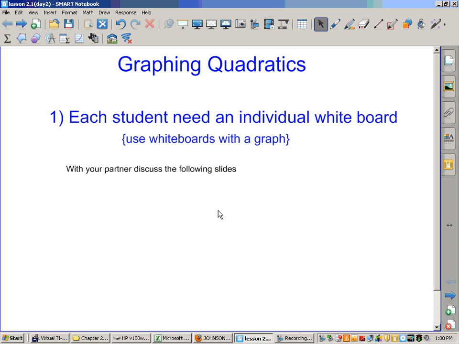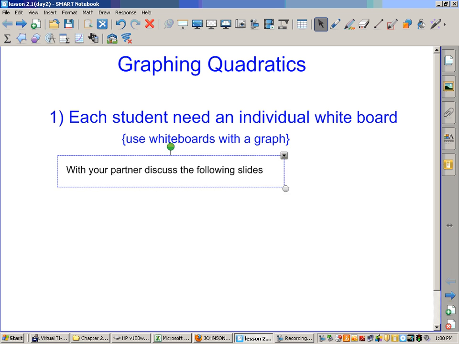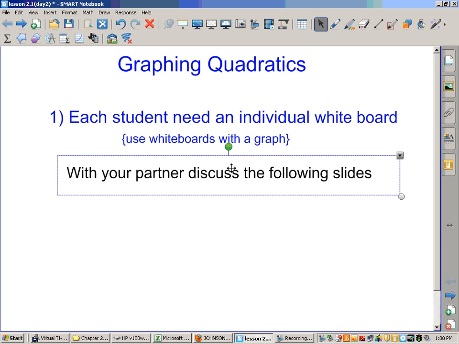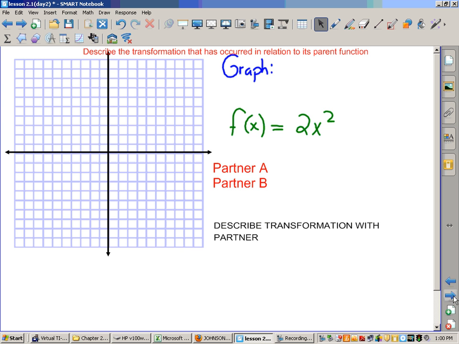Then follow directions here and you'll be fine. All right, here we go. With your partner right here, we're going to discuss. Instead of writing things down, you're just going to have a conversation with them. I'm going to try to overhear as many conversations as possible about what transformations are occurring here.